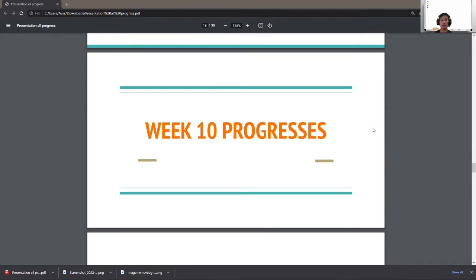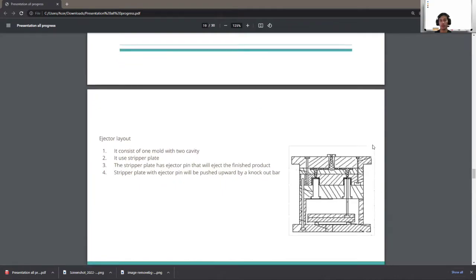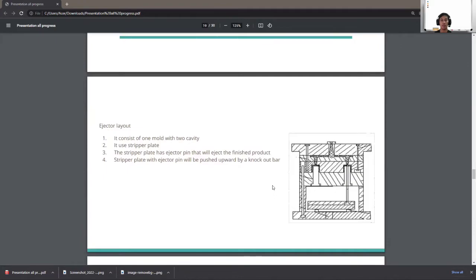What we are required to do for this is to design an ejector layout. As you can see in the picture at the right side, here is the ejector layout of our injection molding system. It consists of one mold with two cavities. This is because for the production of a bottle cap, it is rarely one mold with one cavity. Usually one mold with one cavity is used for a larger product. Because our product is small, we only use one mold with two cavities.